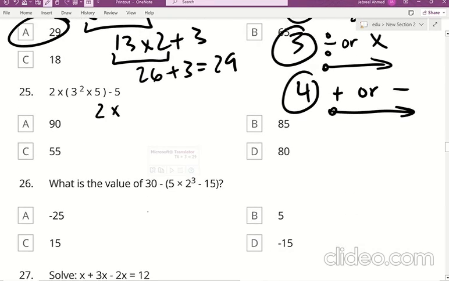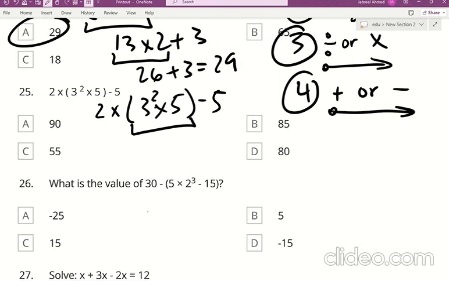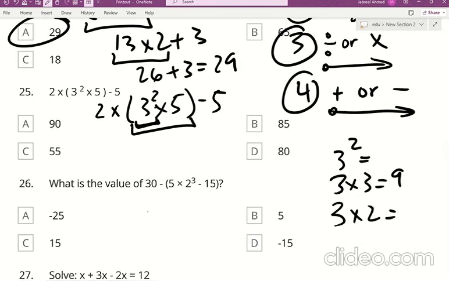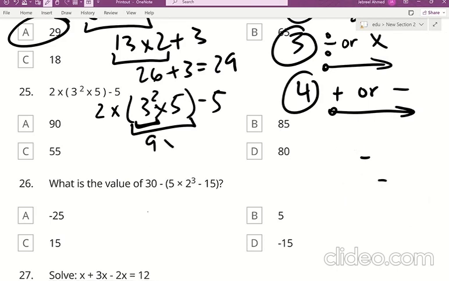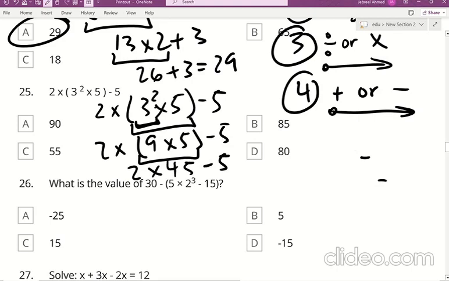Next one, 2 times. So I have to do what's in my bracket first. And within my bracket, I have to do the power first, because the power comes before multiplication. So 3 squared equals 3 times 3, which equals 9. It is not 3 times 2. That's wrong. So 3 squared, 9 times 5. I'm going to do this bracket first. 9 times 5 is 45. 2 times 45 minus 5. 2 times 45 is 90. 90 minus 5 equals 85.